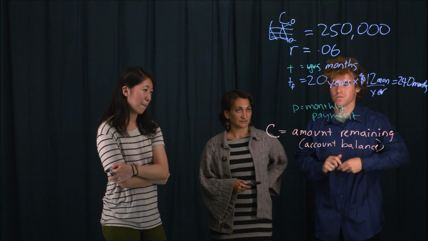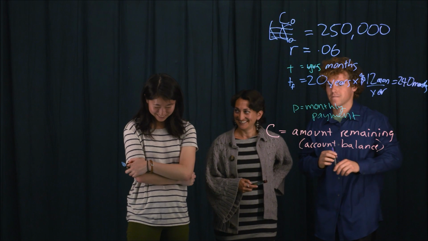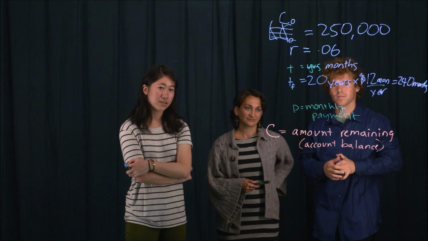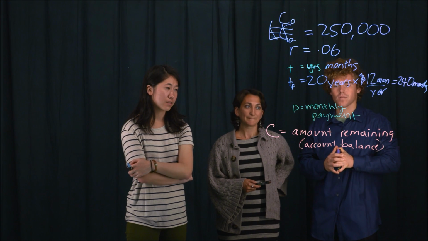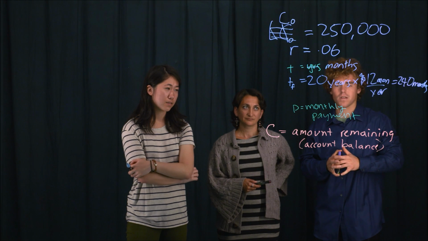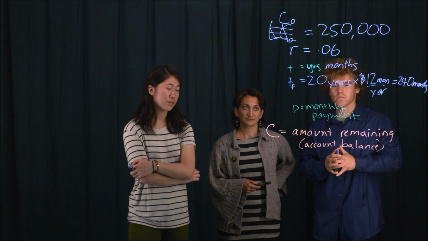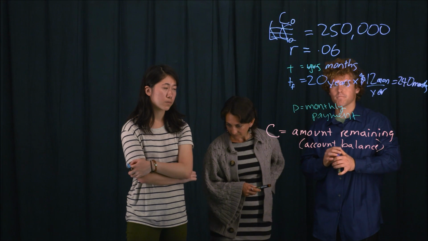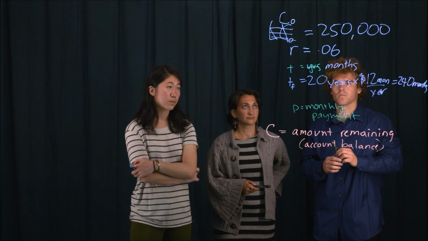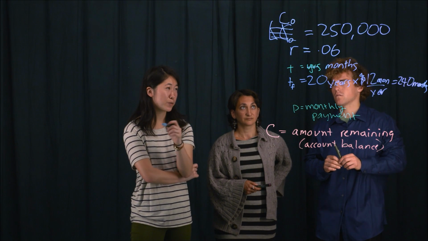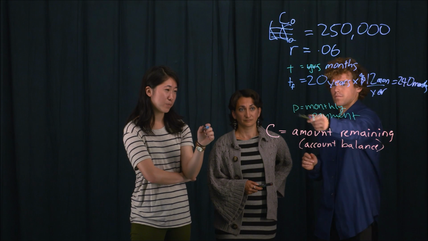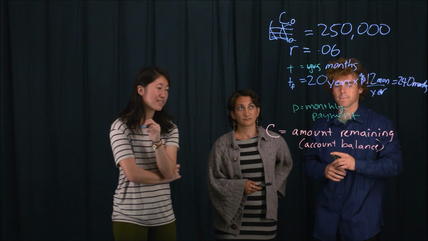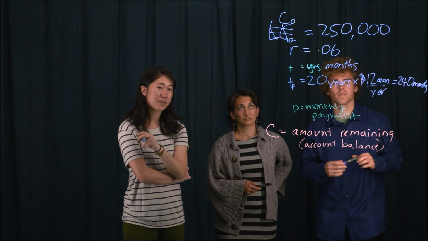So now we should try to write an equation for this. Let me ask you this. The question wants us to find the monthly payment, correct? And that monthly payment means we are making a payment on the loan on a monthly basis, correct? So on a monthly basis, how do you think the account balance is going to change? It will be like 250,000 minus PT.